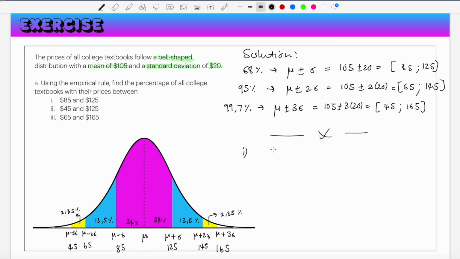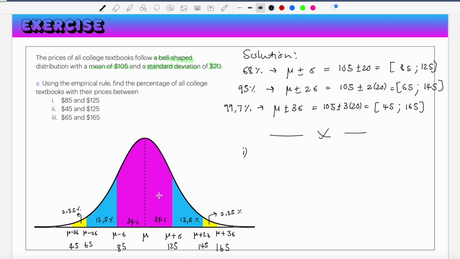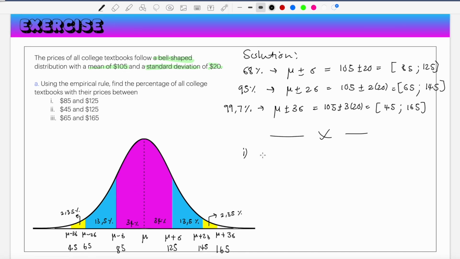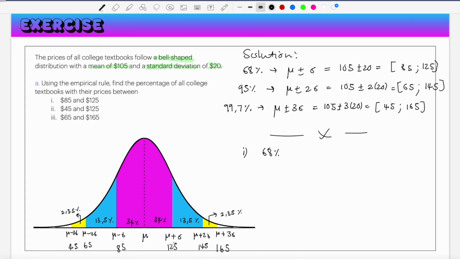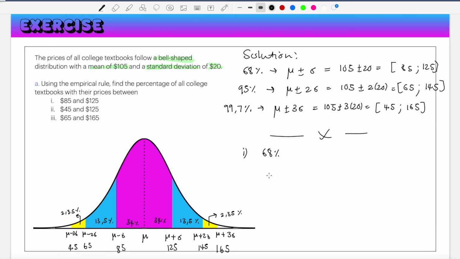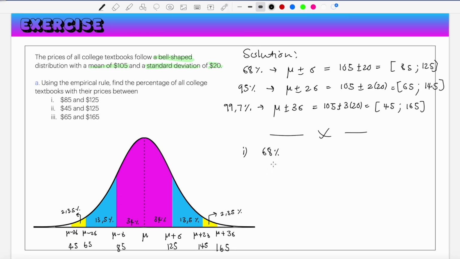Cool. So to answer our first question, we are looking for the percentage of all college textbooks with their prices between 85 to 125. So we go back to our graph here and look for 85 and 125, and then we match it up to the region that it corresponds to. And we can see it is the pink region which corresponds to the 68%. Hence, our answer here should be 68%. So what does this mean? This essentially means that 68% of the textbooks will cost you between $85 to $125. And that is essentially the interpretation of the 68%.